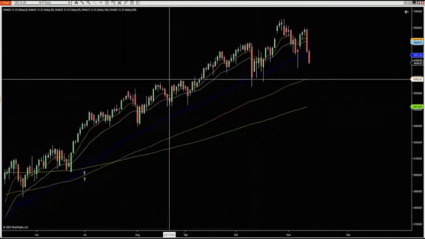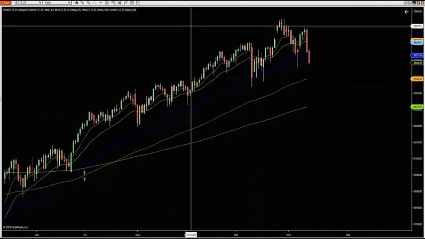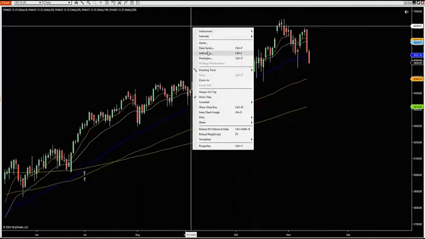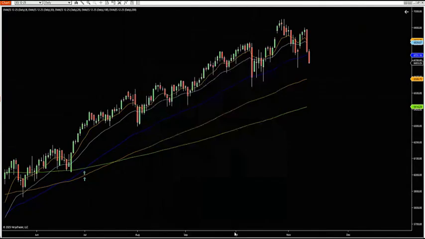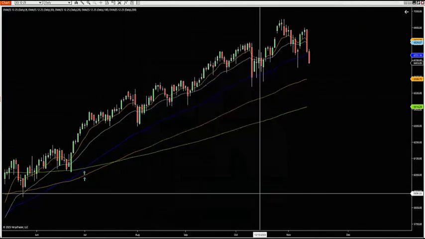Like I said, there are no magical moving averages in the market. There's not one that's better than the other. So what you can do is put a 9, a 20, a 50, a 100, and a 200. I have EMA, but you can also do simple. There's not much difference between them. You put those on a chart, and it gives you a really good feel for the market environment that we're in right now.